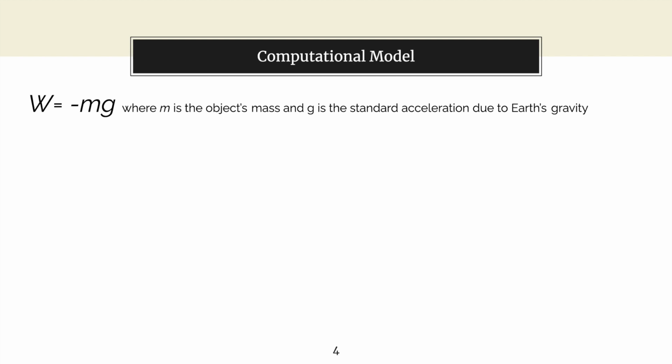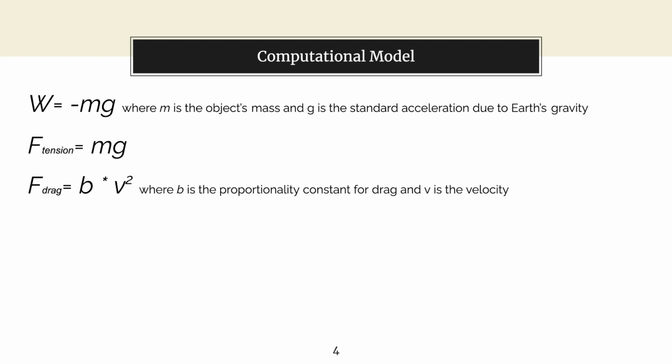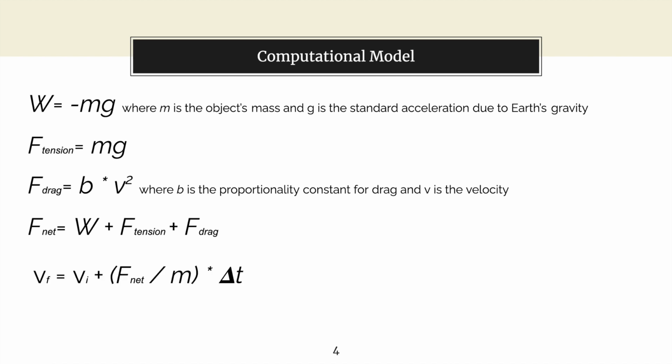Now, we know that the force of gravity, or the weight force, which is in the y direction, is equal to -1 times the mass times the standard acceleration due to Earth's gravity g. We also have the tension force acting in the opposite direction of the weight force. Drag force is a proportionality constant b times the velocity squared. In this model, net force is equal to the weight force, tension force, and drag force. We can then plug the net force into our velocity update formula, which we can use to find the velocity, and the position update formula to find the position when the slinky is falling.